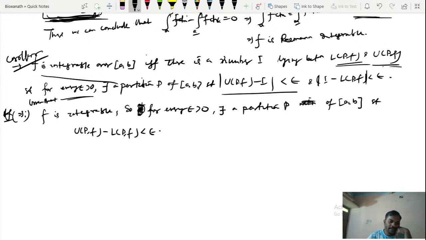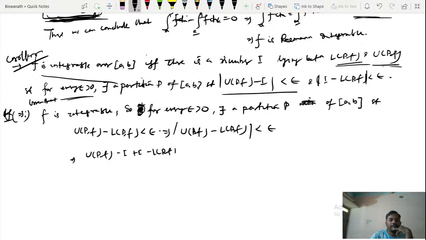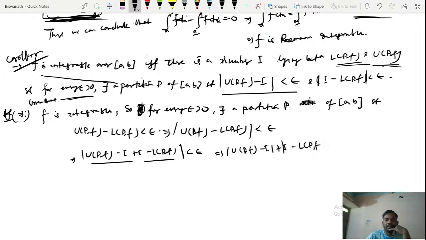U(P,f) minus I plus I, if I make this operation. If this thing is less than epsilon, then the mod of U(P,f) minus L(P,f) will be less than epsilon. Now I will add plus I and minus I. So this is U(P,f) minus I plus I minus L(P,f). This modulus is less than epsilon. Similarly, this is the mod of A plus B, so you can write it as mod A plus mod B. That means the modulus of U(P,f) minus I plus the modulus of I minus L(P,f) is less than epsilon.